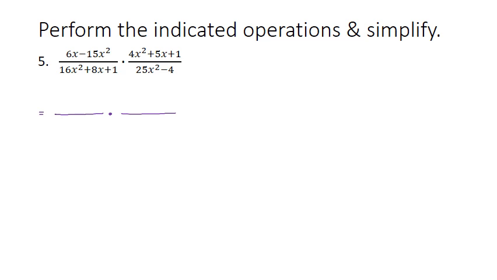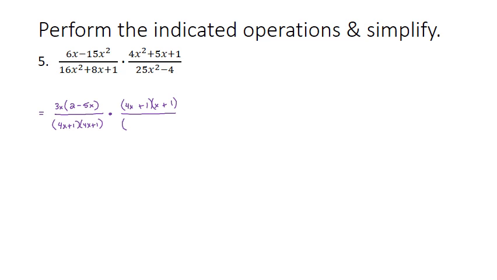All right, so on the top left, I notice that they both have a GCF in common. We can take a 3x out of both terms on top, which will leave me with 2 minus 5x left over. On the bottom left, you can factor that using your techniques, and you should be able to get 4x plus 1 times 4x plus 1. On the top right, if you factor that one, you should get a 4x and an x, then a 1 and a 1, and a plus and a plus. So it should factor into 4x plus 1 times x plus 1.